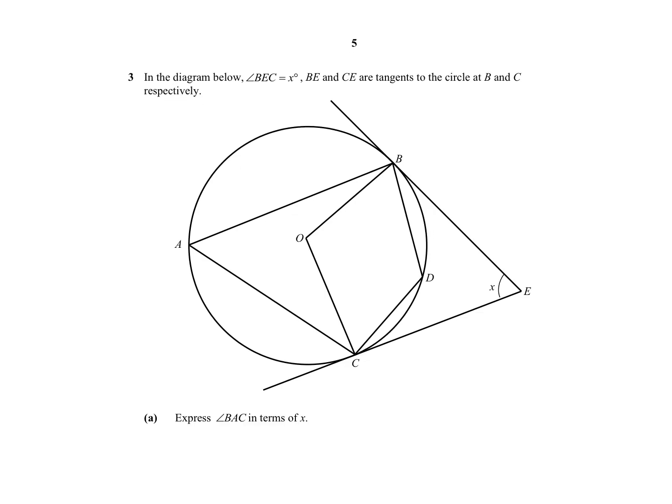Okay, this one. BEC is x. BE and CE are tangents. So when they tell you tangent, first thing you put in.